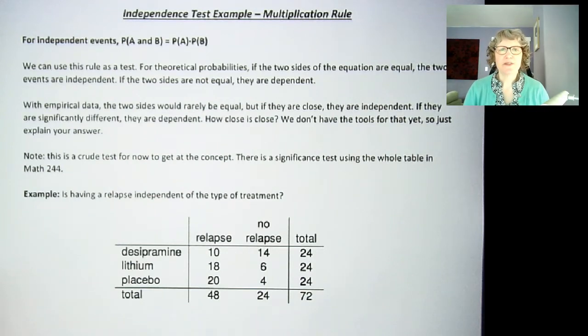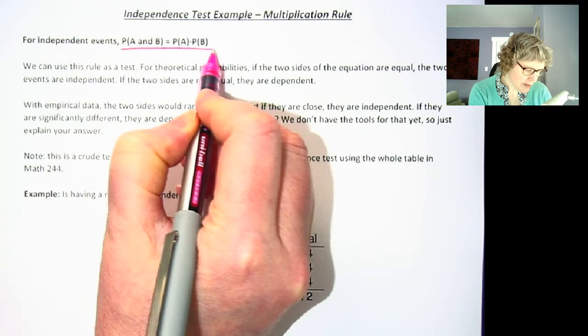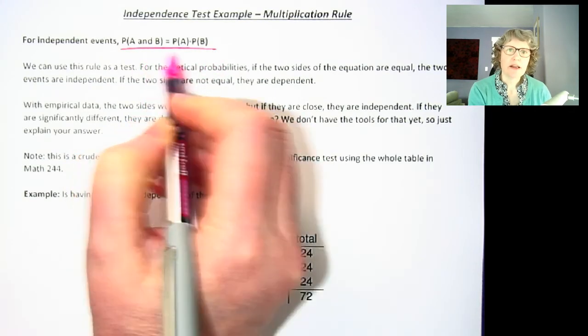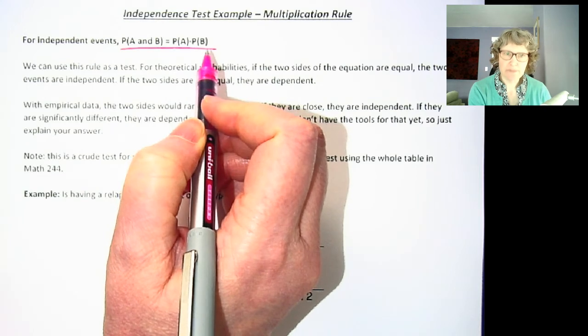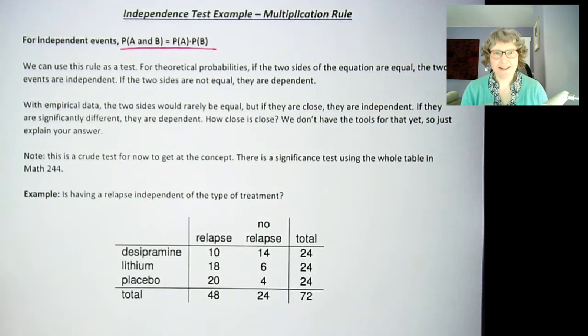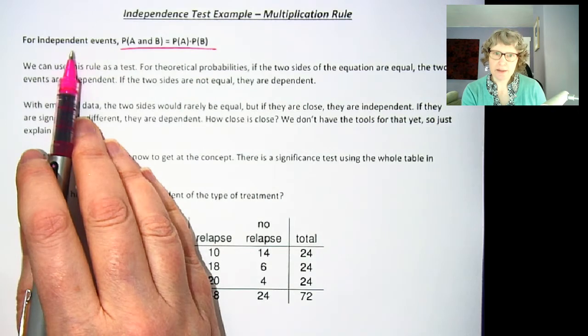Hello. In this video, I want to show you an example of how to do an independence test, and we're going to use the multiplication rule. So remember from our last page of notes, this rule that the probability of A and B is equal to the probability of A times the probability of B if the events are independent. So we can turn around and use this as a test. If this is true, then the events are independent.